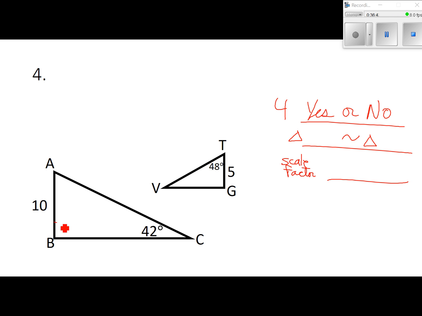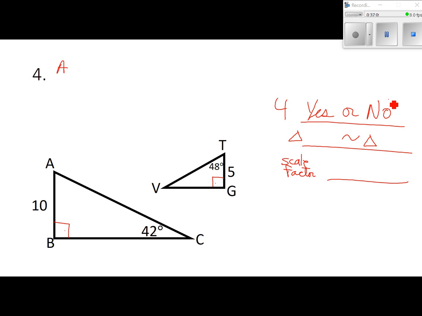And I forgot some stuff in number 4. I forgot that that's supposed to be a right angle. So I look at these. I have the right angles. They're congruent to each other, so that's a pair of angles. But we need another pair of angles. Well, we got 48 here and 42 here. If you don't have enough information, then you just circle no, and you don't have to do any of the rest of the problem.